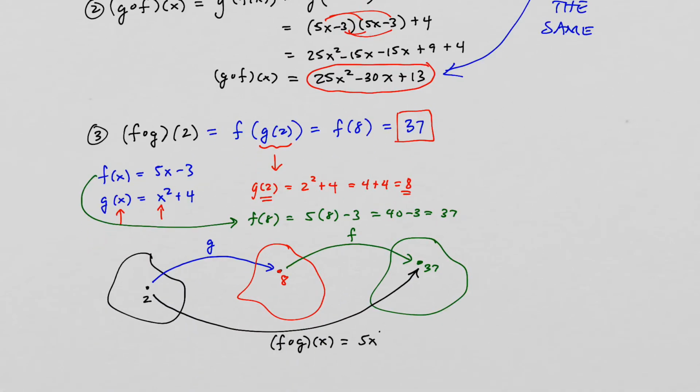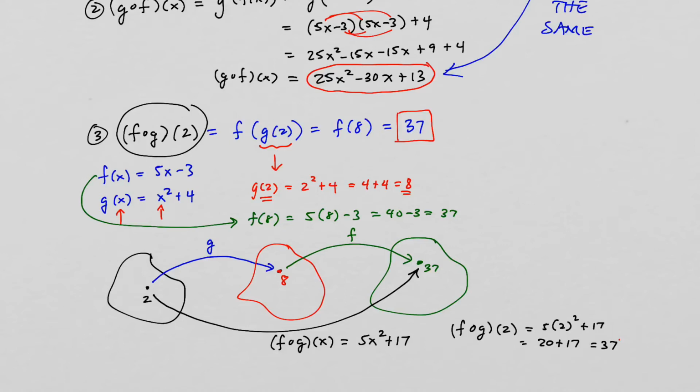If f of g of x is 5x squared plus 17, then we can go back to this original problem now. And if we want f of g of 2, all we have to do is plug the number 2 into here. That would give us 5 times 2 squared plus 17. This is 20 plus 17, which is 37. So again, same result. Right? So there's 2 ways to do it, and this is what a composition is all about. I recommend that you know both ways. They're both good.